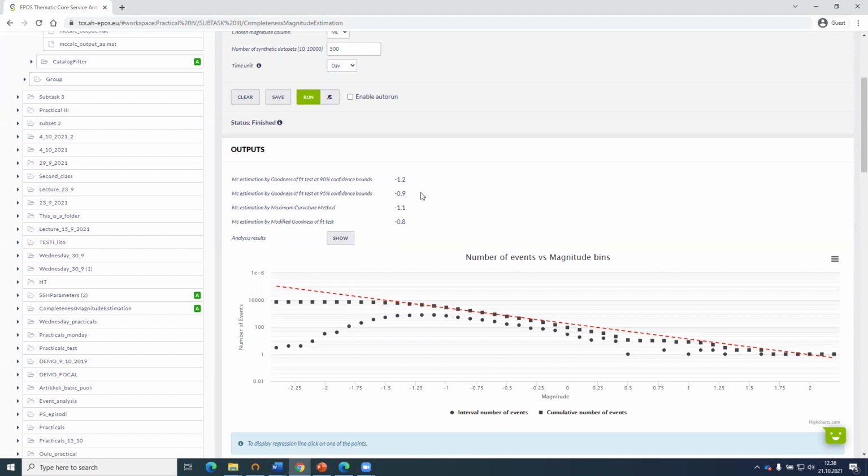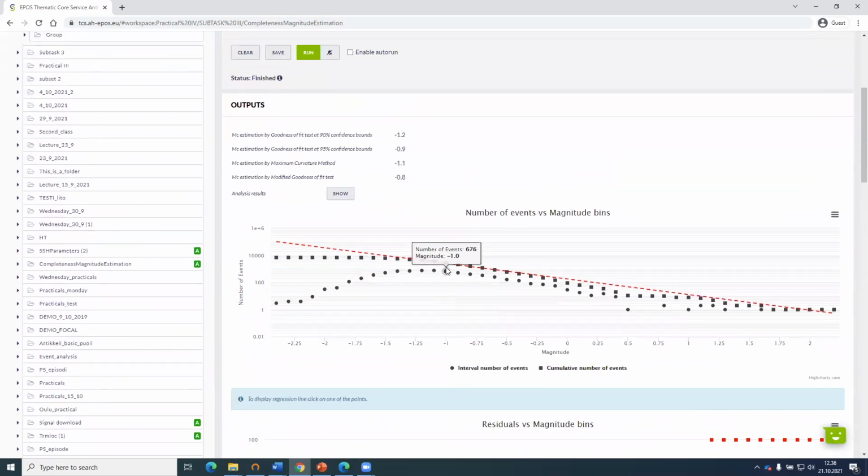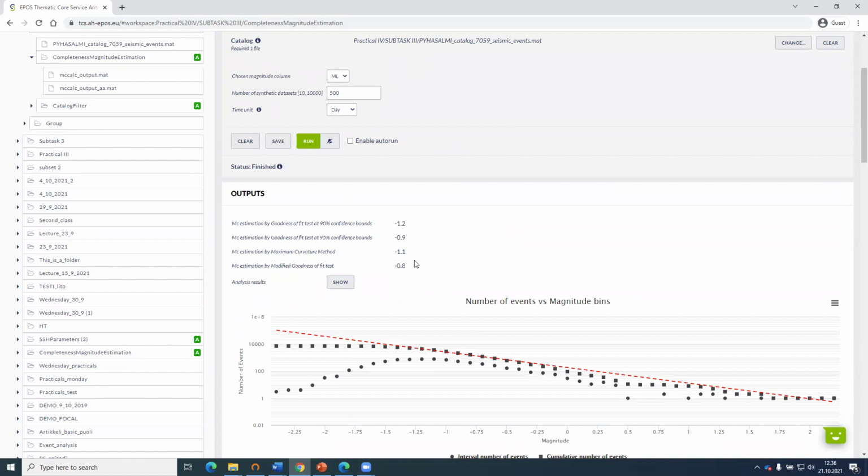And then there's this maximum curvature method, which is also fitting the line. It says minus 1.1, and minus 0.8 with this modified goodness of fit test. We are going to go forward with this minus 1.2 just to get a decent number of events there. So this was the main thing you will get from this application: these values over here, which you can use in the group analysis applications we are going to use next.